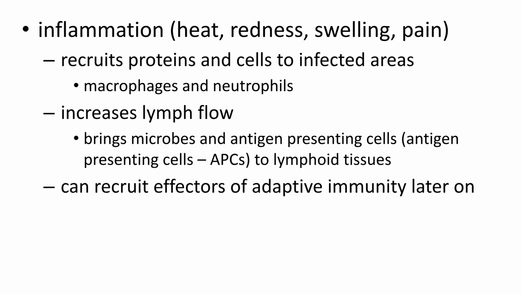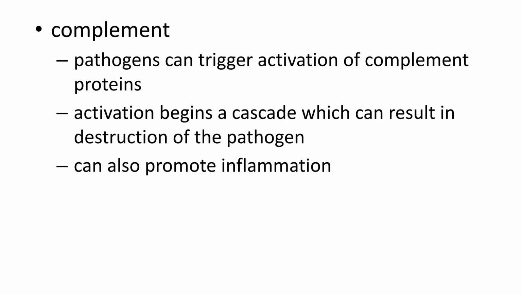Inflammation, characterized by heat, redness, swelling, and pain, recruits proteins and cells like macrophages and neutrophils to infected areas. It increases lymph flow, bringing microbes and APCs to lymphoid tissues, and later recruits effectors of adaptive immunity. Pathogens can trigger the activation of complement proteins. This activation initiates a cascade that destroys the pathogen and can also promote inflammation.